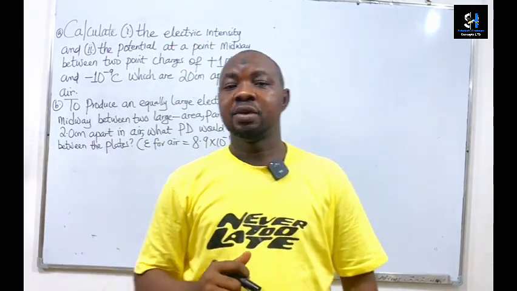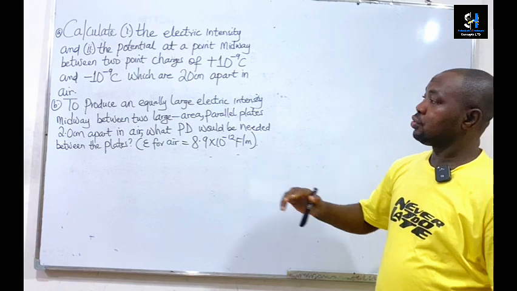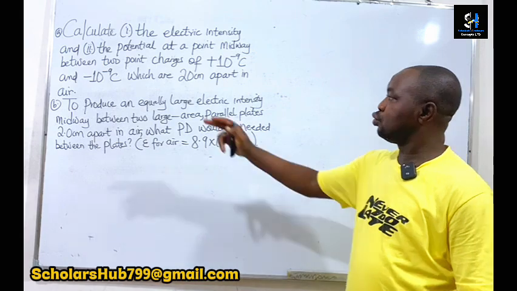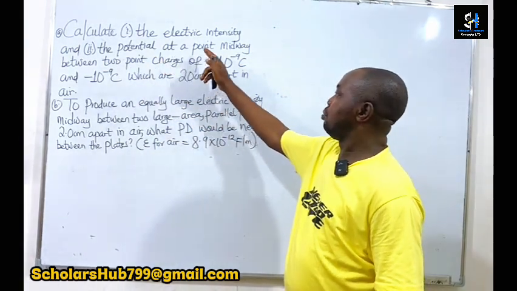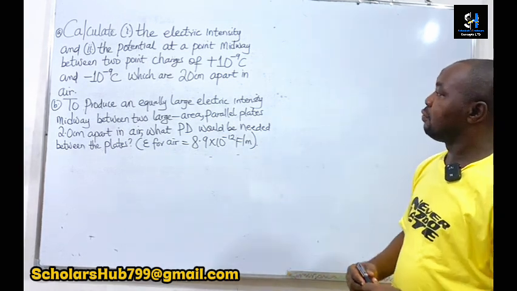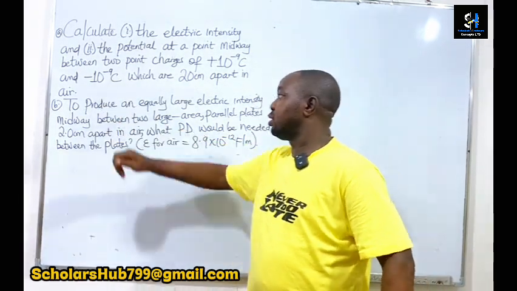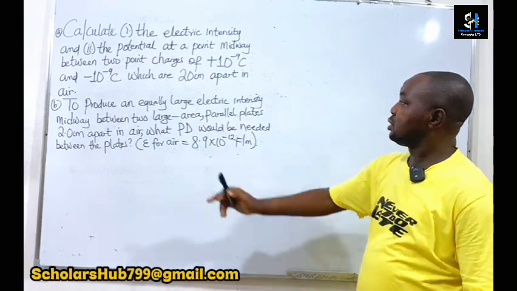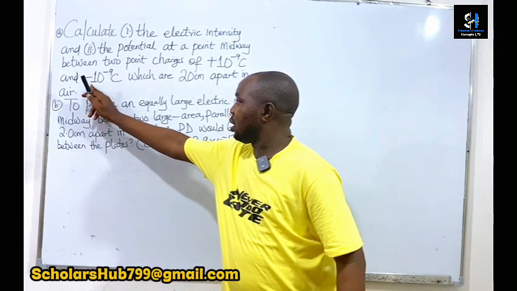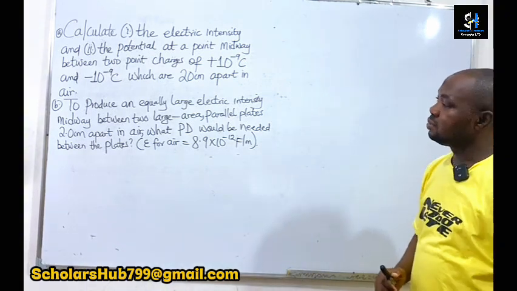Welcome to another video. Let's walk through this physics question on the board. We have two questions. A. Calculate (i) the electric intensity, and (ii) the potential at a point midway between two point charges of 10 to the power of minus 9 coulombs and negative 10 to the power of minus 9 coulombs, which are 20 centimeters apart. This is a positive 10 to the power of minus 9 coulombs charge, and this other charge has a magnitude of minus 10 to the power of minus 9 coulombs.